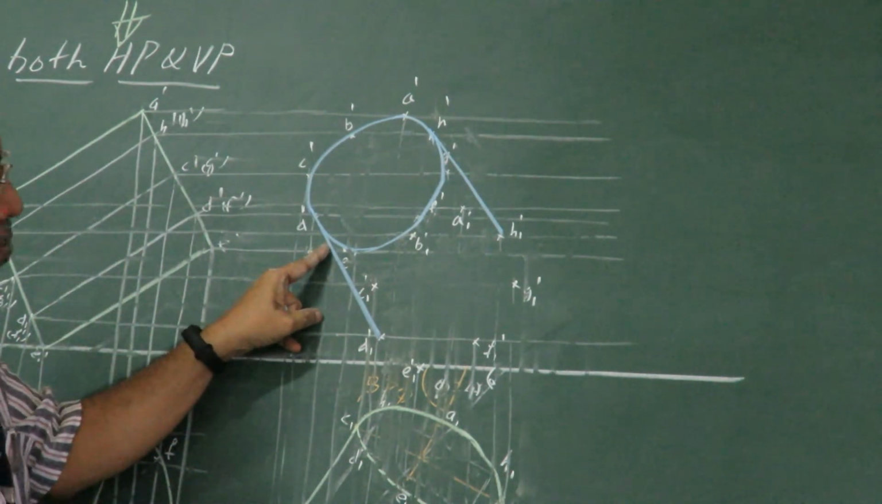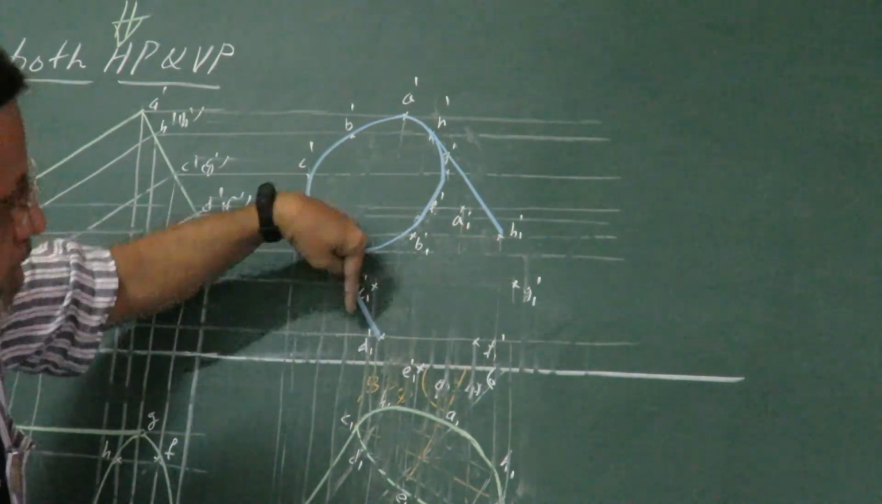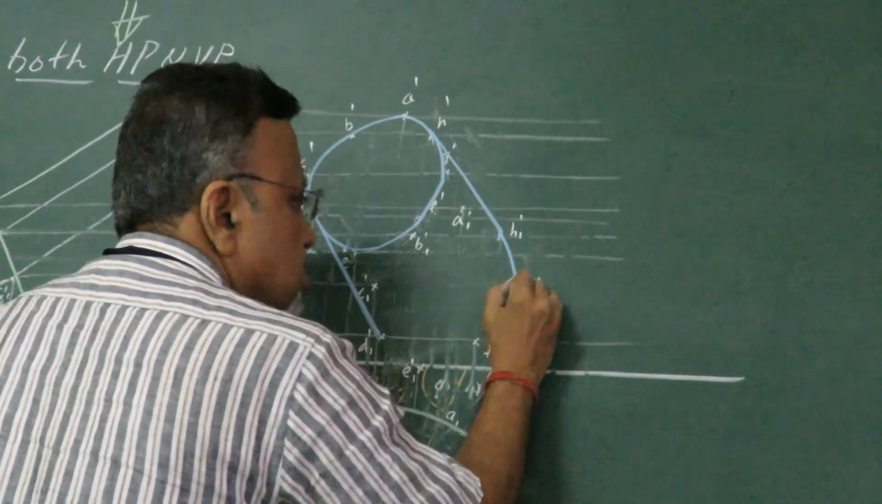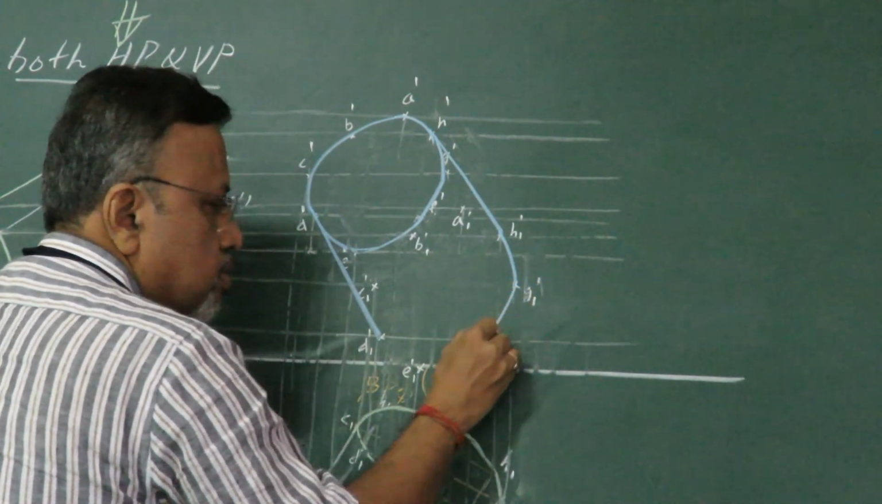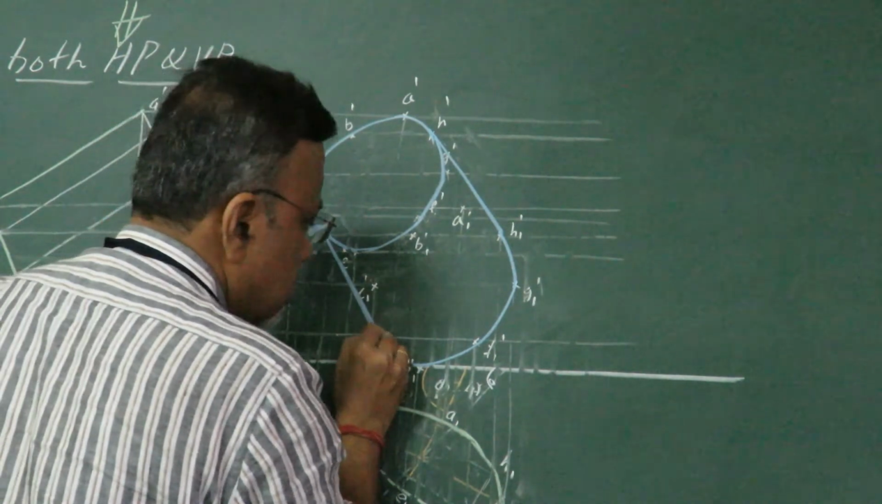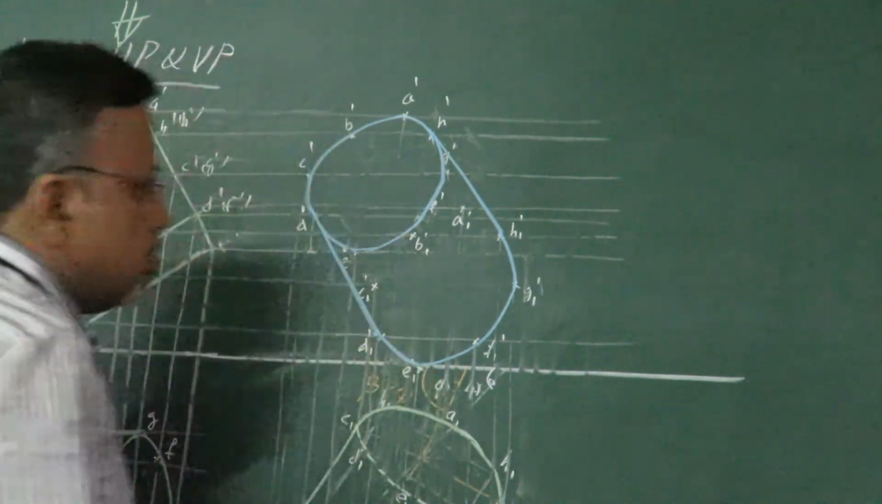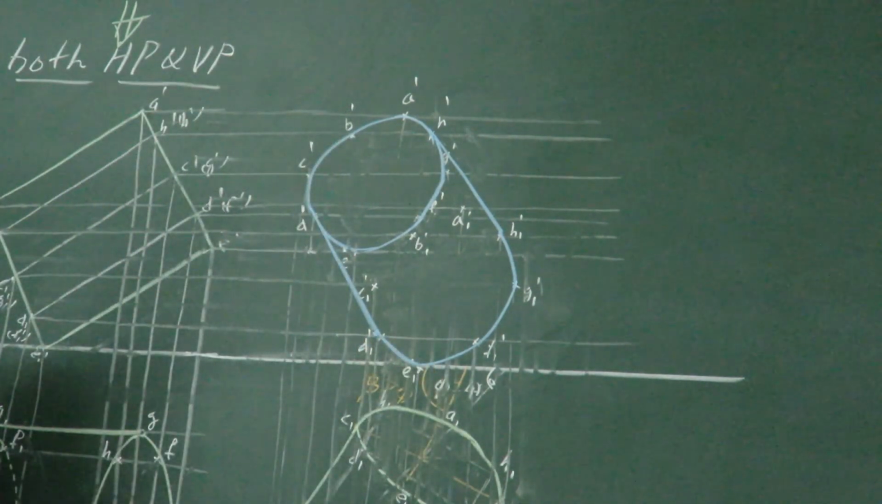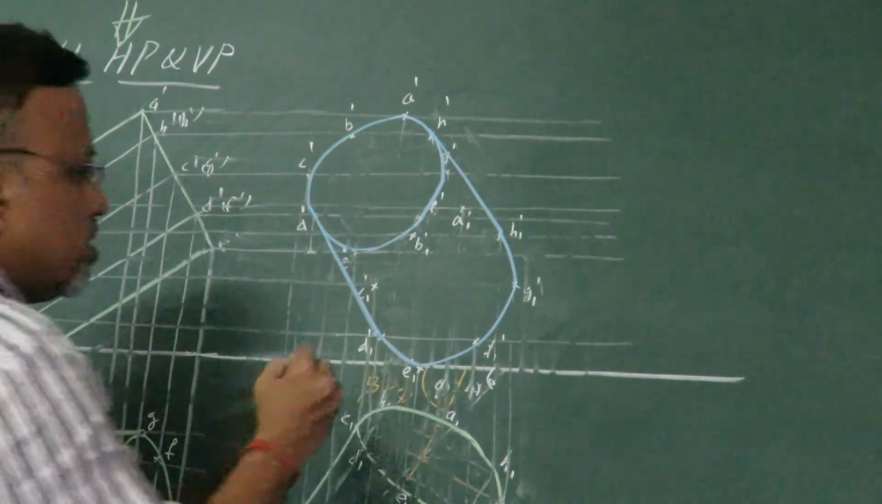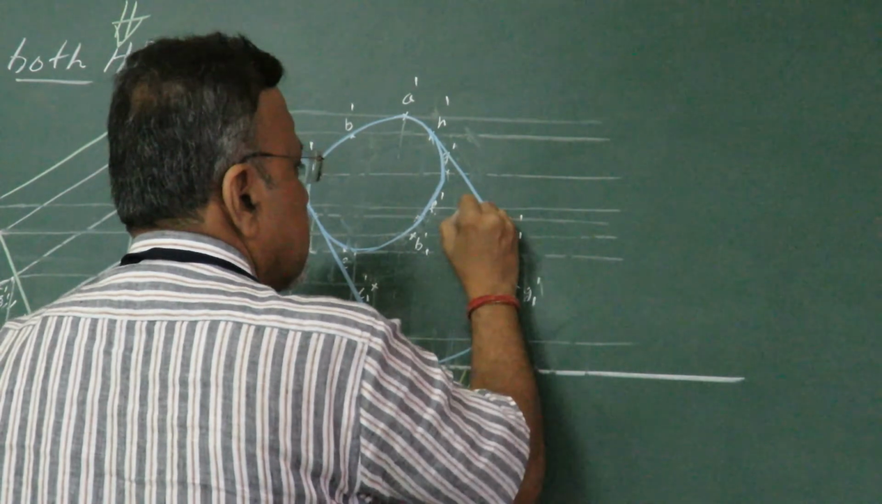Okay. Now boundary. So boundary is nothing but this particular ellipse. So what to do then? Is it okay? Now the remaining thing is what? The hidden portion of the cylinder, which I can show now. So which is the hidden portion? This portion.